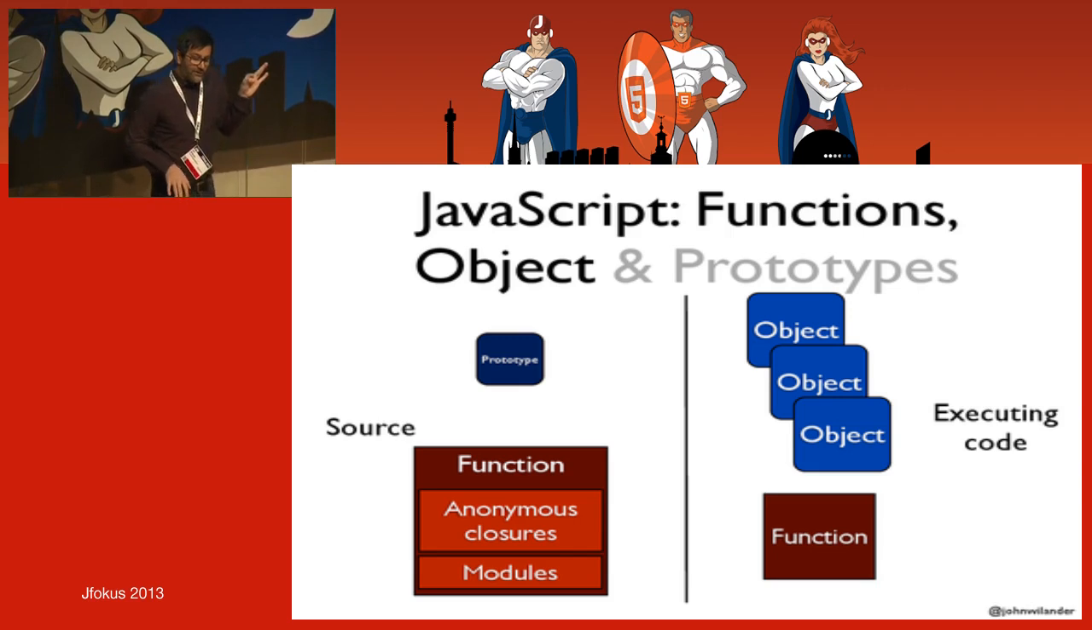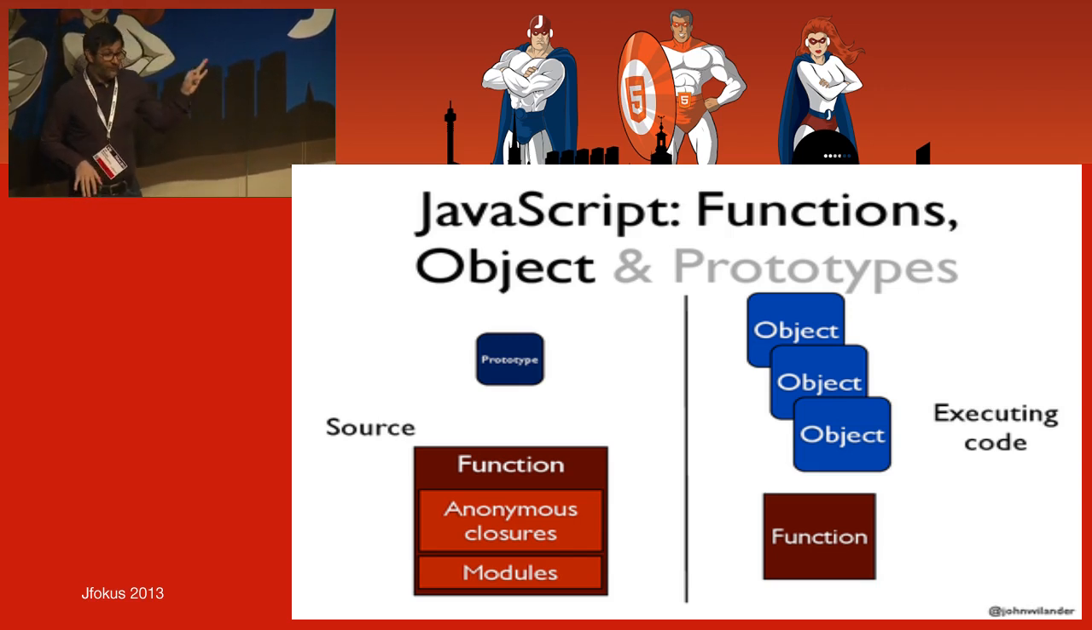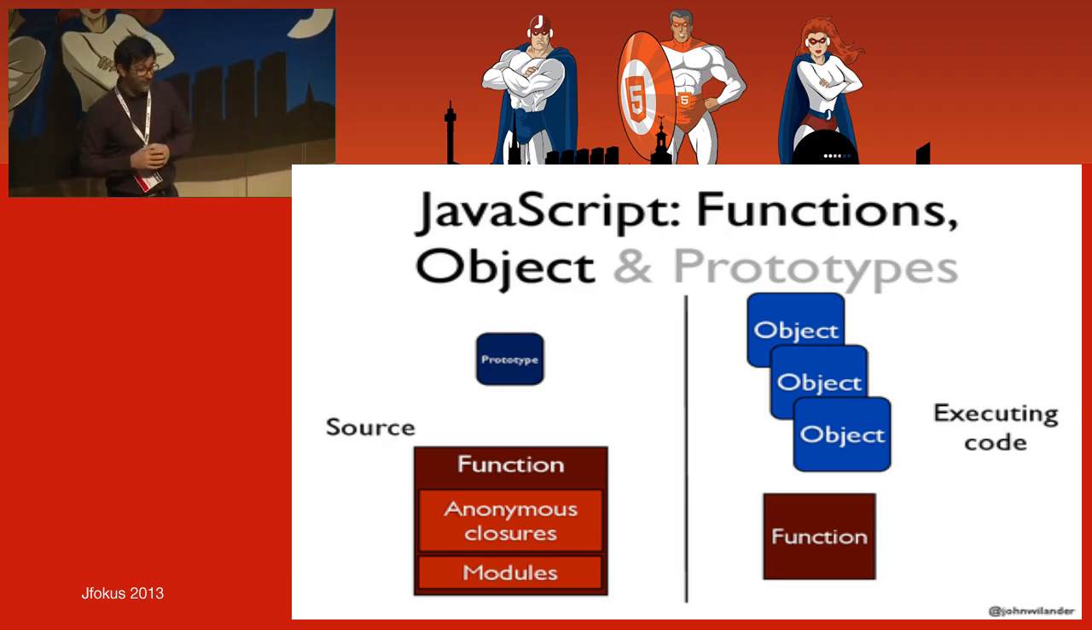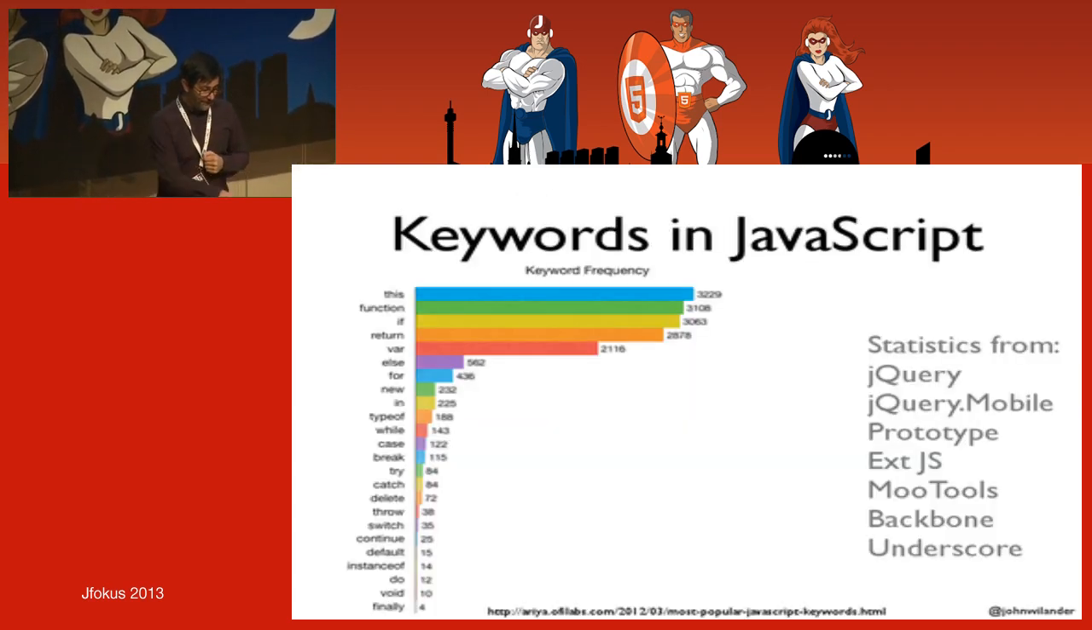And if you look at typical JavaScript code, you will see that people don't actually use these prototypes as much as you would think they would, because this is an object-oriented language. Instead, functions play a major role in JavaScript. And you see them in the form of anonymous closures and so-called modules. We'll see what that means in a while.